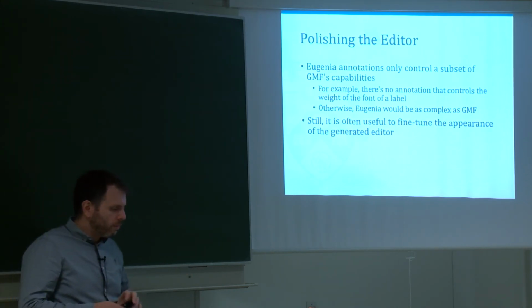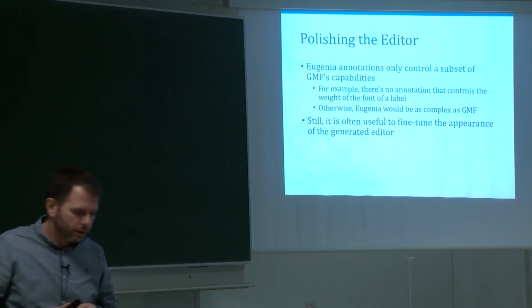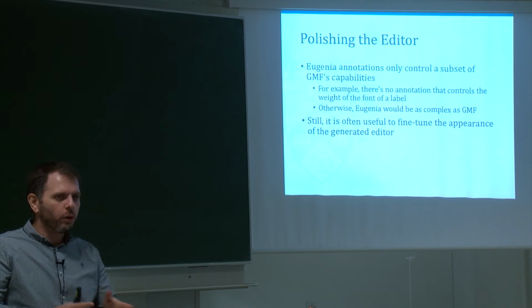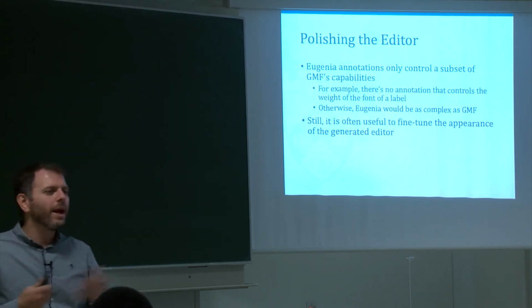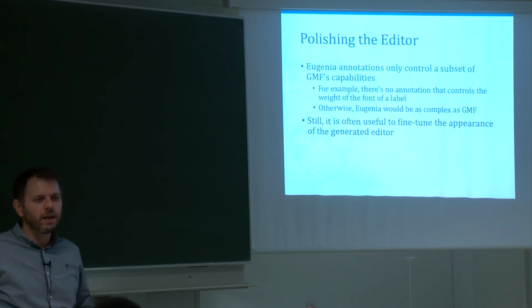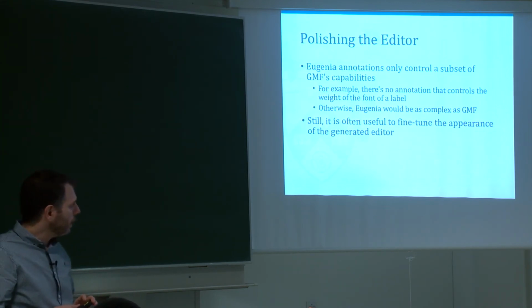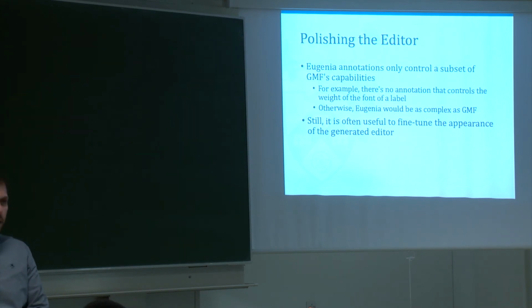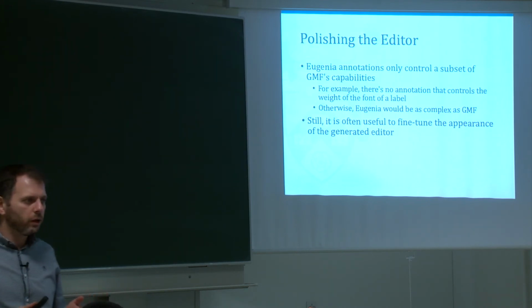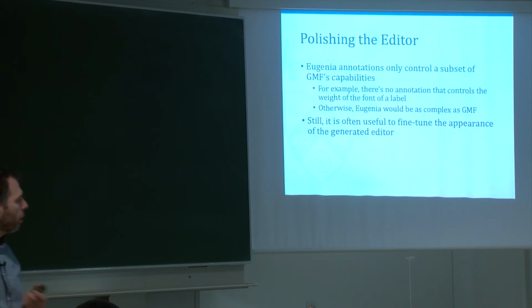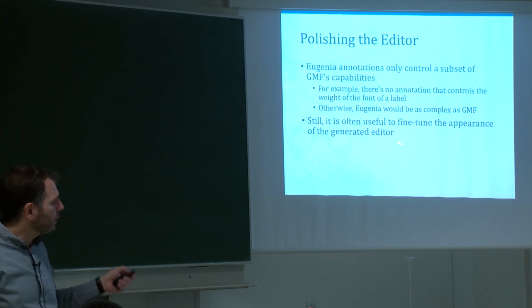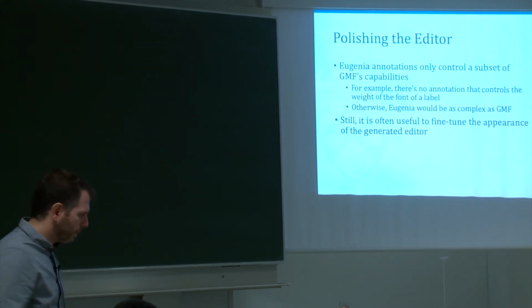Okay, so I've been very careful in this demo to show you the things that Eugenia supports. There are many things that Eugenia doesn't support. GMF is very, very complex, and Eugenia doesn't mirror its complexity, because if it did, we would end up with an equally complex set of annotations and details. That's not the point of Eugenia. It's to simplify, to get you up to 80% of your editor, and then you can tweak these models and fine-tune the appearance of the generated editor using GMF mechanisms.